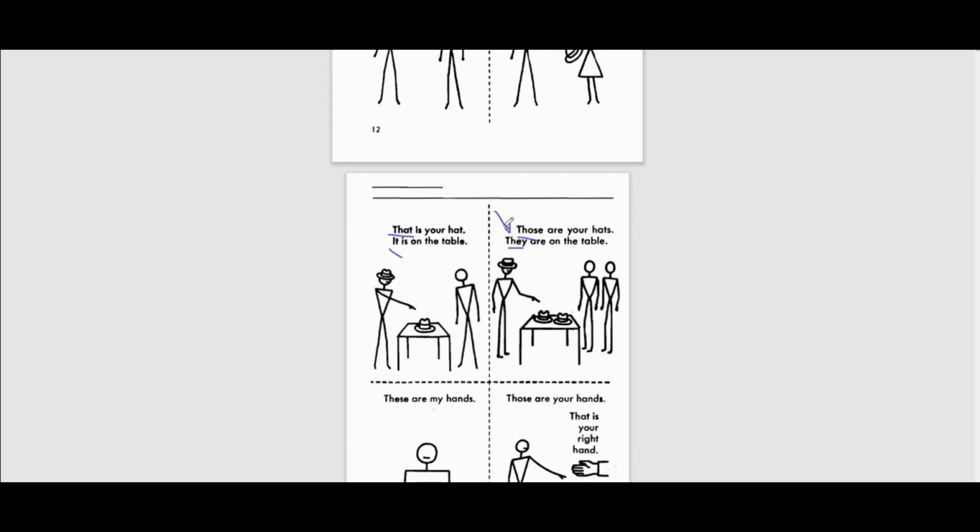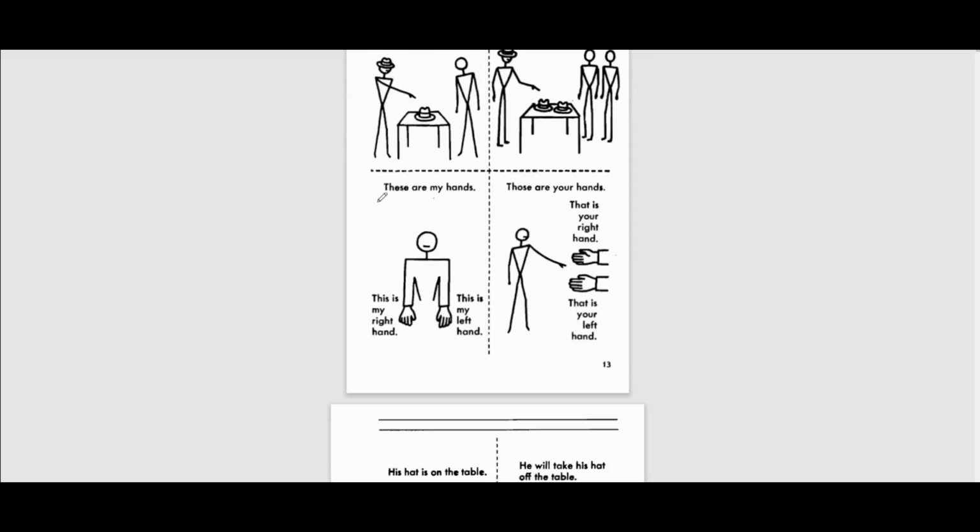This is a plural. When these, so those are your hats, they are on your table. Those is the plural of that. So instead of that, it's those. And they, this is more than one. These are my hands. These is the plural of this.